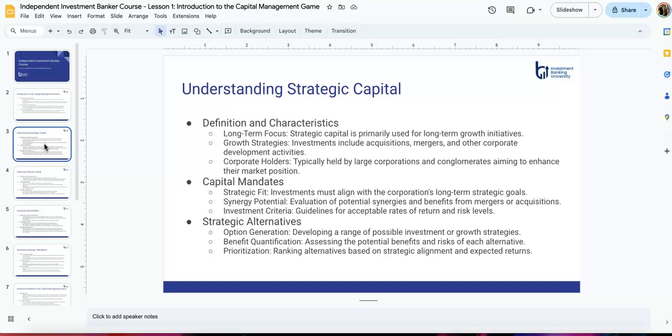And in terms of the capital mandates, clearly we're talking about strategic fit. We're going to chat a lot about synergies in this course, but really the synergy is 1 + 1 equals more than 2, right?